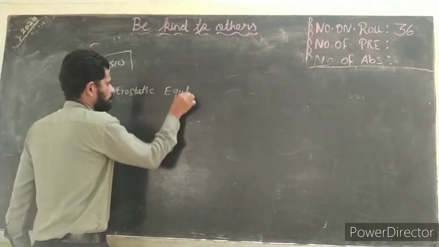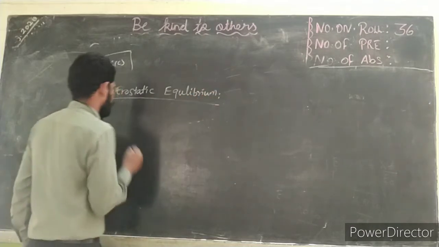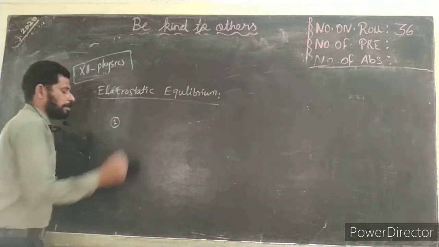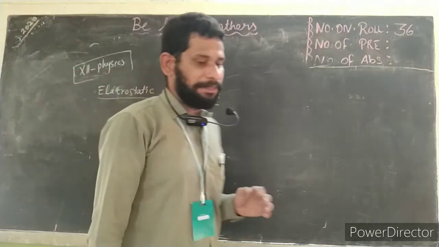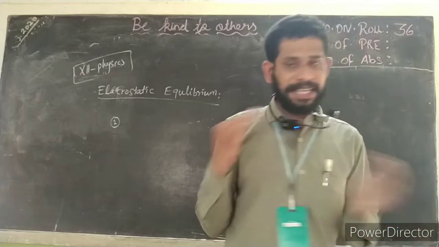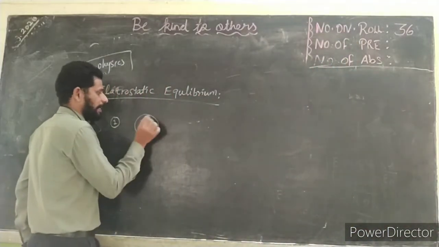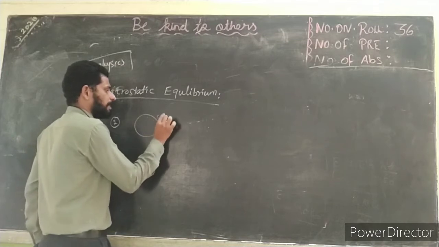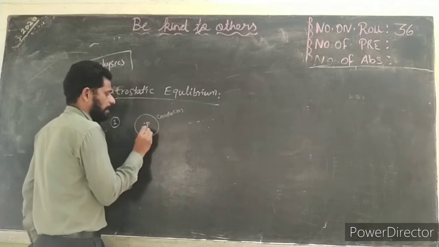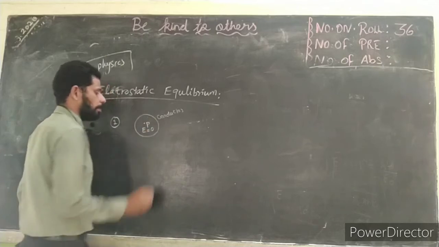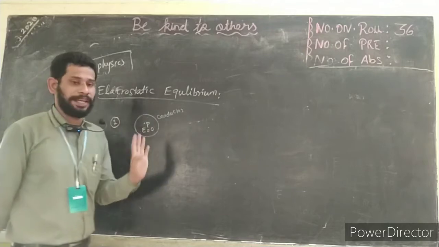Electrostatic equilibrium. So first one: the total electric field is 0 wherever inside the conductor. So first point, inside the conductor. If I have a point inside the conductor, then the electric field will be equal to 0. The total electric field will be 0 everywhere inside the conductor.